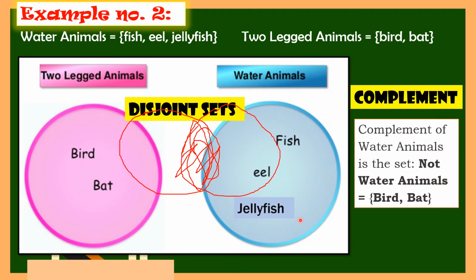So, we can also have our complement. So, when we say complement of a set is everything not in the set. So, for example, kung kukunin natin yung complement ni water animal, so which is this one, water animals. So, ano yung complement niya? Simply, not water animals which are bird and bat. So, ganun lang po kasimple. Again, this is an example of disjoint sets, which is wala tayong common element sa two given sets.